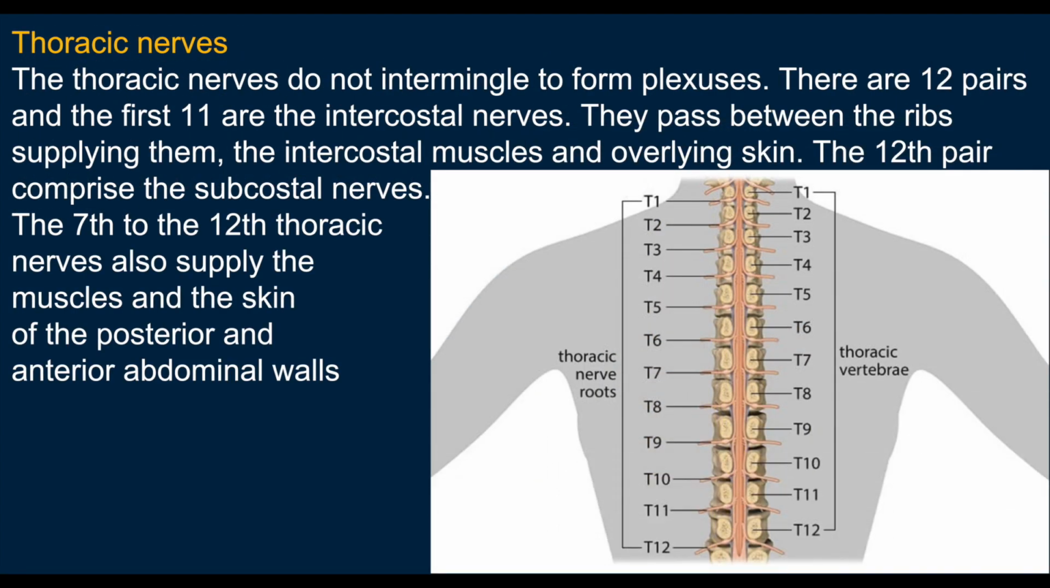Thoracic nerves. The thoracic nerves do not intermingle to form plexuses. There are 12 pairs, and the first 11 are the intercostal nerves. They pass between the ribs, supplying the ribs, the intercostal muscles and overlying skin. The 12th pair comprise the subcostal nerves. The 7th to the 12th thoracic nerves also supply the muscles and the skin of the posterior and anterior abdominal walls.